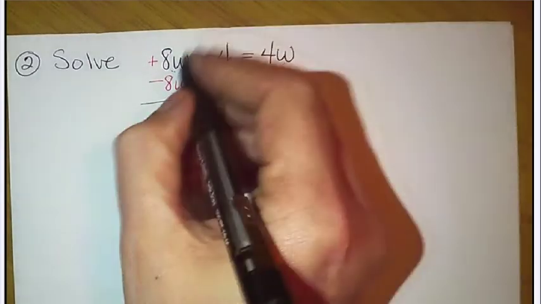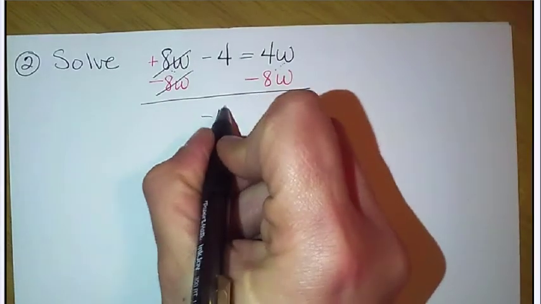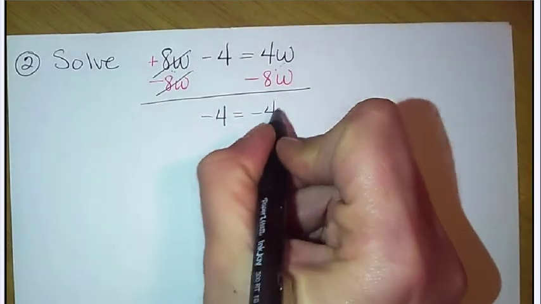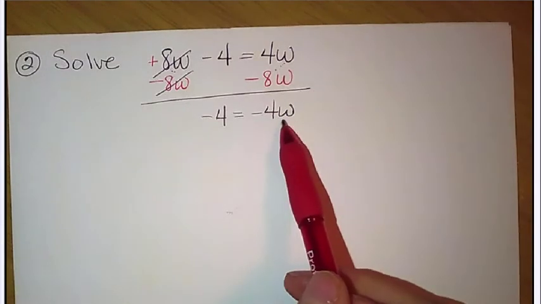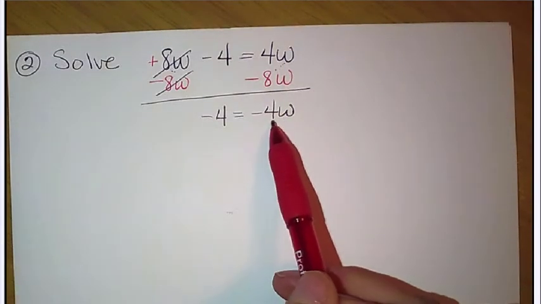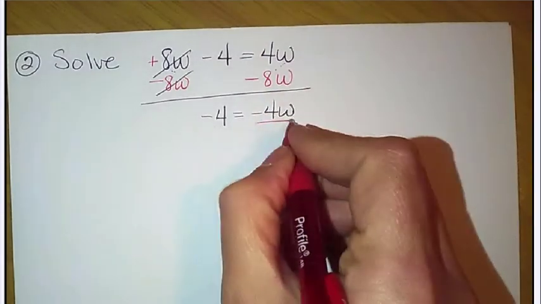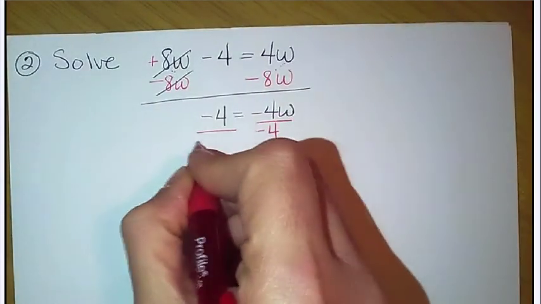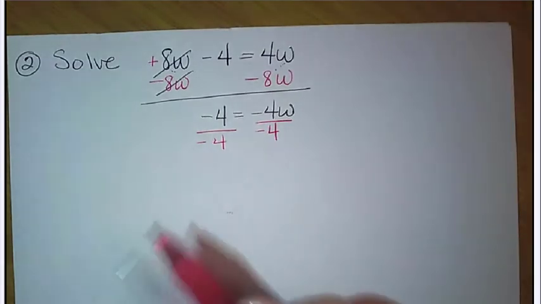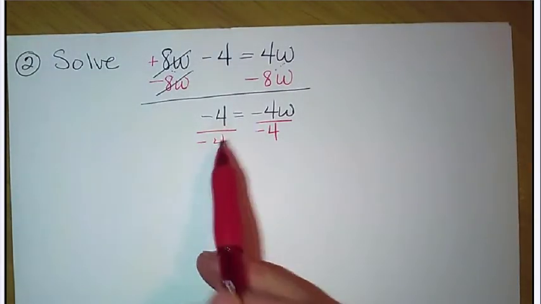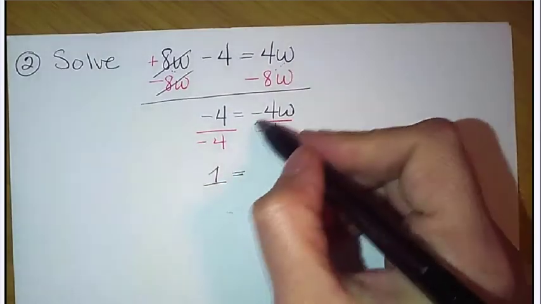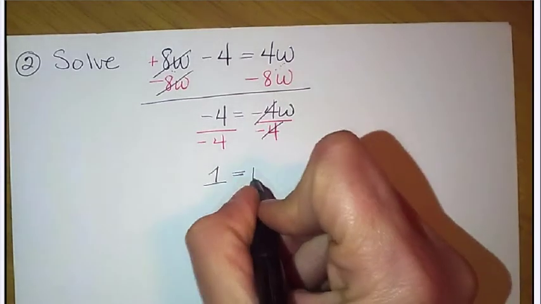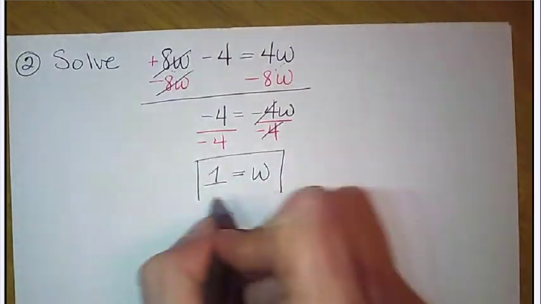Now, our 8w's are going to cancel each other out, and we're going to have negative 4 equals negative 4w. Again, making sure to look at where our variable is, where our w is, and since our w is over here on the right-hand side, we're going to want to divide by its coefficient, which is a negative 4. We're going to divide both sides of our equation by negative 4. Over here on the left-hand side, we have negative 4 divided by a negative 4, which gives us a positive 1. And over here, our negative 4's cancel each other out, leaving us w. So we get 1 equals w.